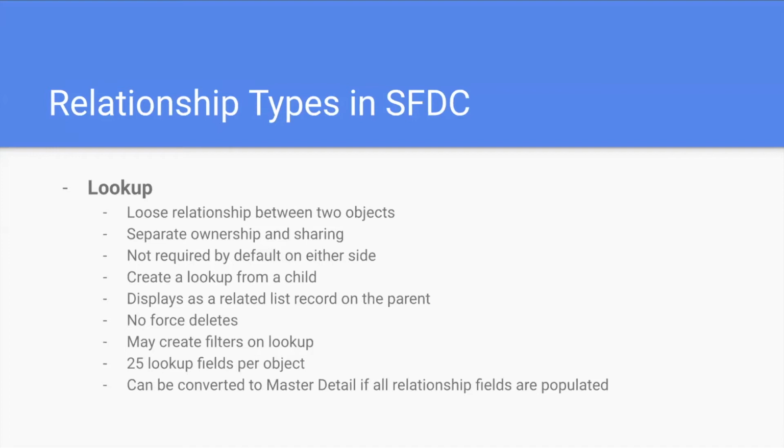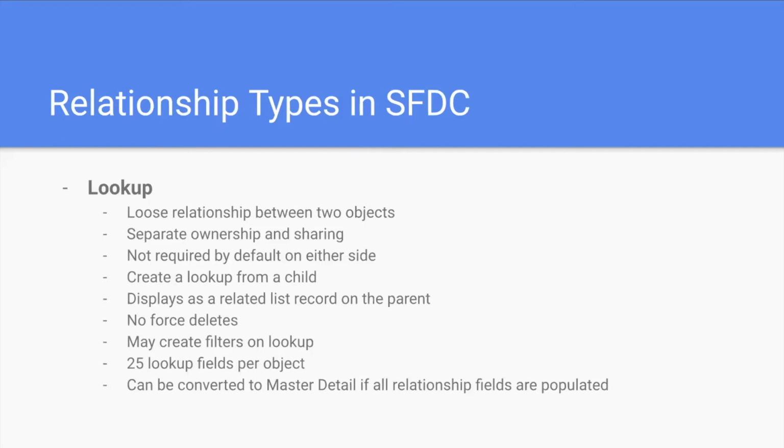To create a lookup relationship, you will go to the child object that will be looking upon another object and create the relationship from there. And then once you do that and you establish that relationship and fill out that field for any records, you'll be able to see on the related list of that parent record that the child shows up. With lookups, there are no forced deletes. So let's say I have S-object B looking up to S-object A. If I delete S-object A, that won't delete S-object B. It'll just clear out the field that says it's looking up to S-object A.